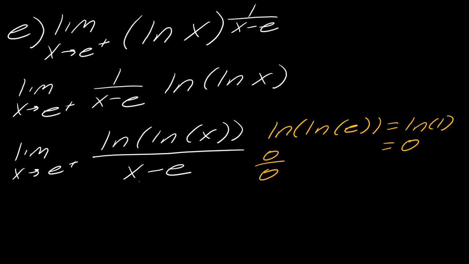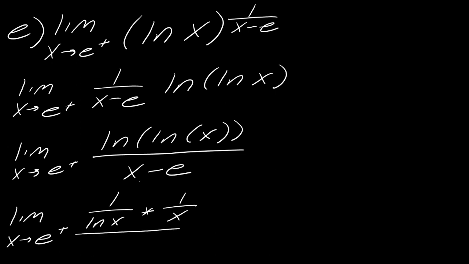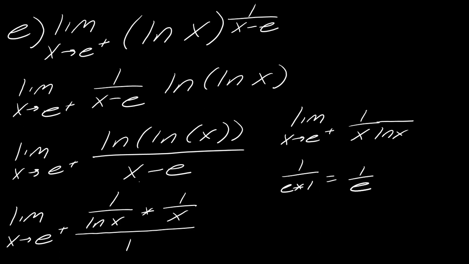So we can take this derivative here. So let me clear this out. And now let's take the derivative of the top and the bottom. So I've got to use mega chain rule here. So it's going to be 1 over the natural log of x times 1 over x. And then in the denominator, this will just be 1. So now I've got the limit as x approaches e from the right of 1 over x times natural log of x. And so now I can actually just plug e right into this to get 1 over e times 1. So it's just 1 over e.